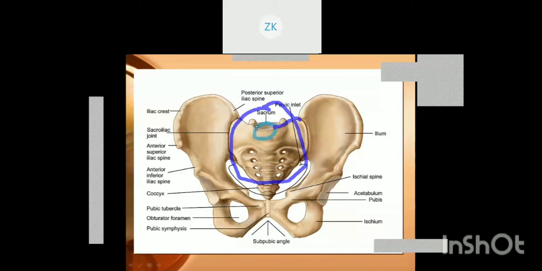And then these are the foramina where the nerves and the blood vessels pass through. This whole thing that you are seeing now, these are the foramina, where the blood vessels and the nerves will pass through.